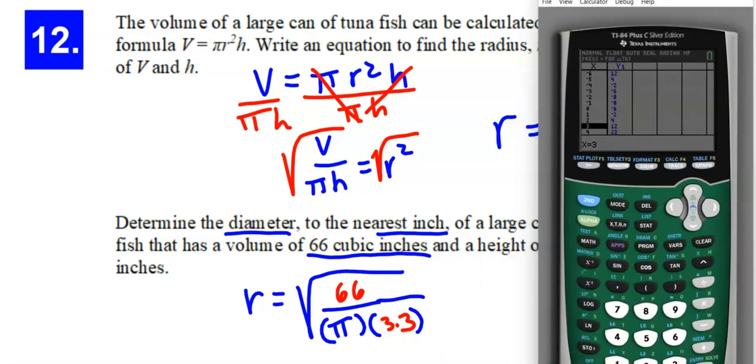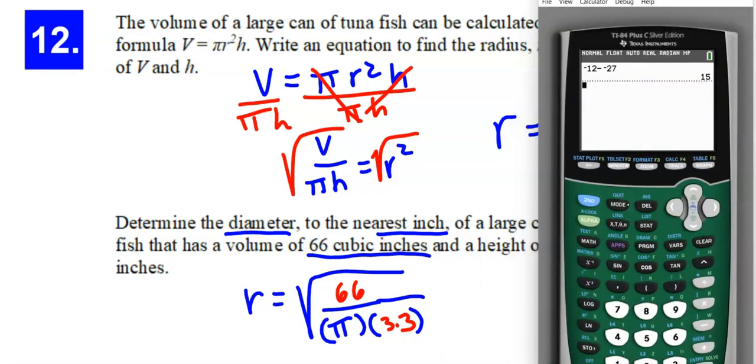I'm going to use my calculator to compute this math by going to my main math screen, pressing the second blue key and the x squared button to get my square root value, pressing the alpha y equals button to get my fraction. I'm going to type 66, and then over here I'm going to use the pi symbol, which is the blue button, and then the exponent key right above the division sign over here. I'm going to multiply that by 3.3 and press enter.